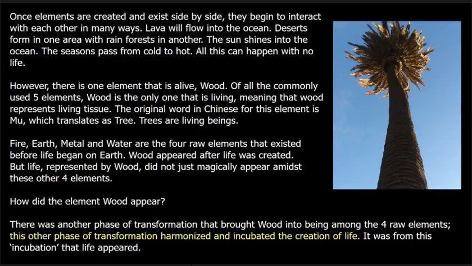Of all the commonly used elements, wood is the only one that is living, meaning that wood represents living tissue. The original word in Chinese for this element is mu, which translates as tree. Trees are living beings. Fire, earth, metal, and water are the 4 raw elements that existed before life began on earth. Wood appeared after life was created, but life, represented by wood, did not just magically appear amidst these other 4 elements. How did the element wood appear?